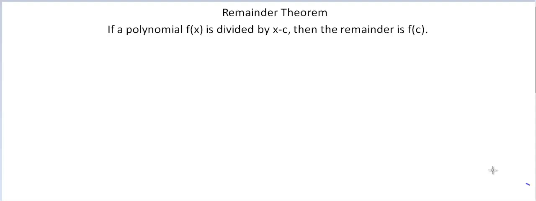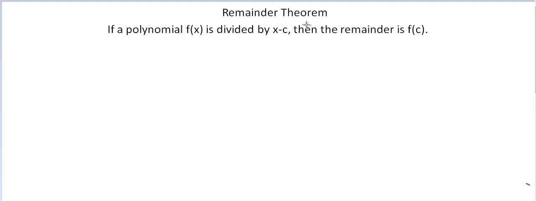Hello everyone. Today we're going to start explaining what the remainder theorem is. We saw a little bit of this in class, but it was towards the end, so I'm going to explain it again. The remainder theorem says if a polynomial f of x is divided by x minus c, then the remainder is f of c.